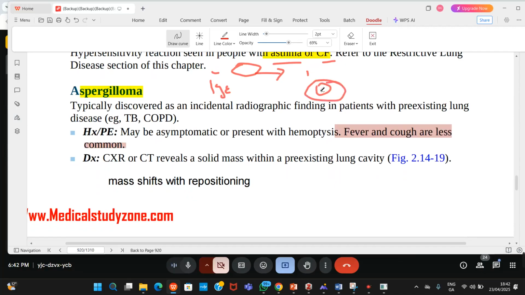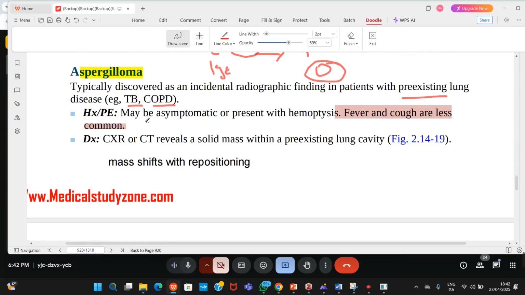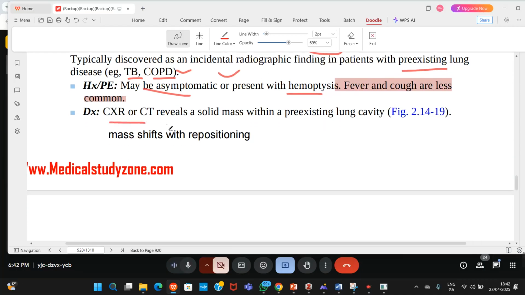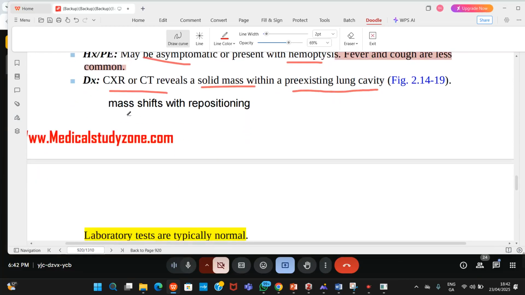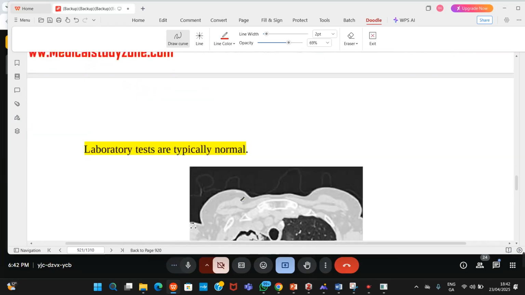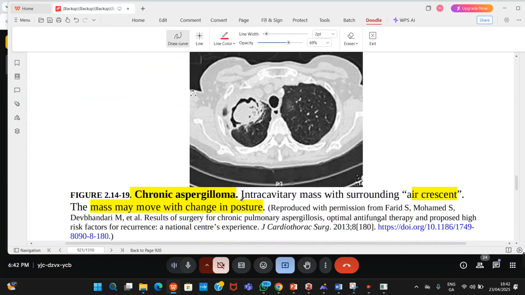So aspergilloma is like a ball of fungus in a cavity within the lungs. It usually occurs in people with a pre-existing cavitary problem, like from tuberculosis or even from COPD, and they are asymptomatic. It's something you can accidentally discover from chest imaging. But sometimes it can be bad, they can erode into the surrounding vessel and present with hemoptysis. When you do your imaging, you're going to see a solid mass within a pre-existing lung cavity, and it moves with repositioning.